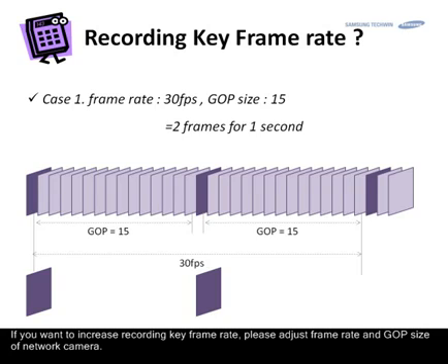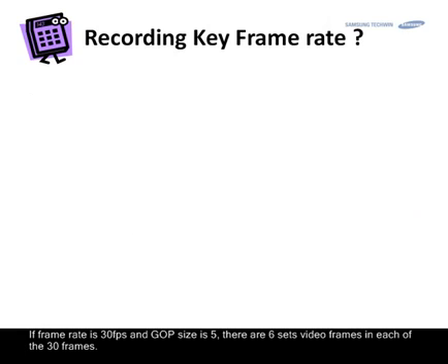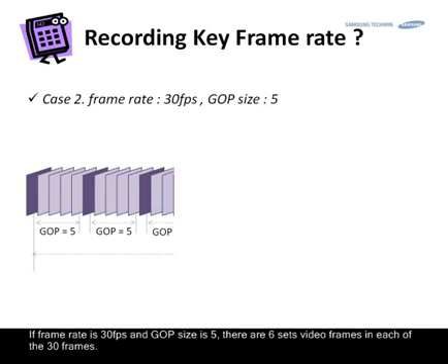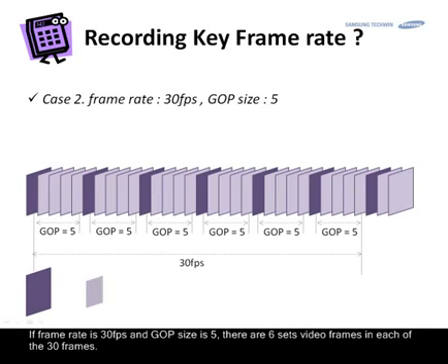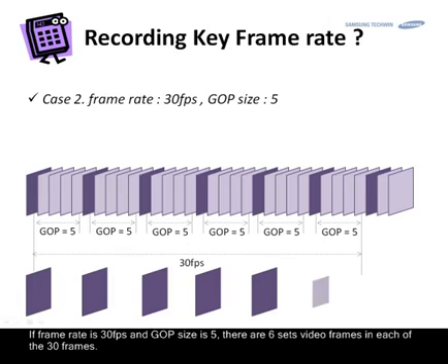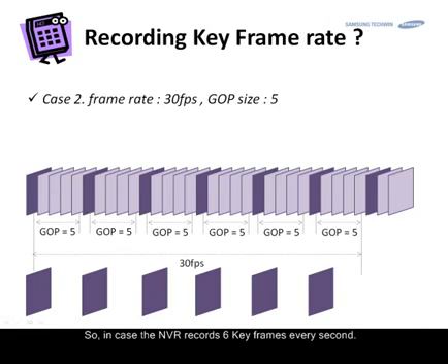If you want to increase recording frame rates, please adjust the frame rate and GOP size of the network camera. If the frame rate is 30 frames per second and the GOP size is 5, there are 6 sets of video frames in each of the 30 frames. So in this case, the NVR records 6 keyframes every second.